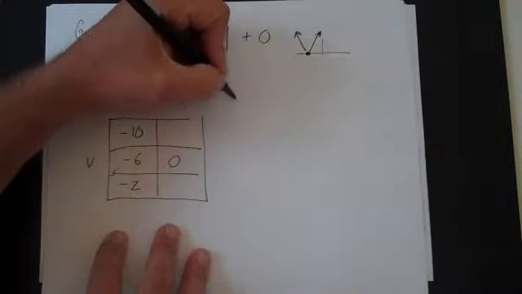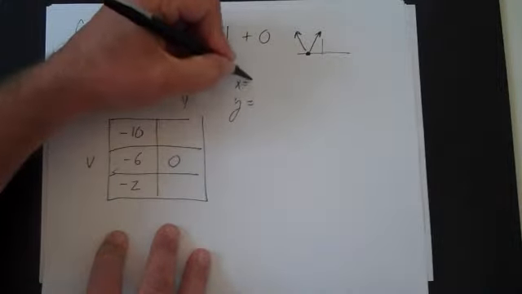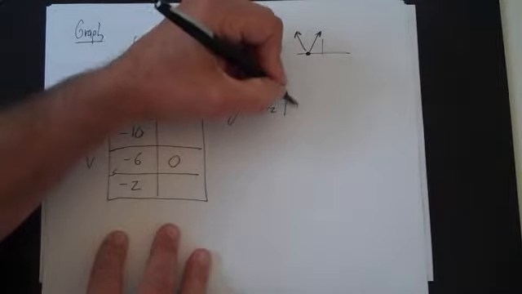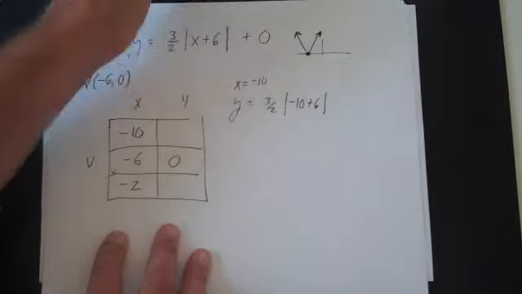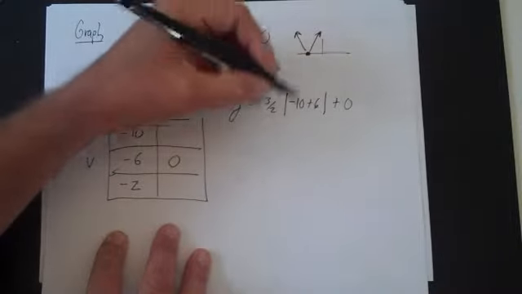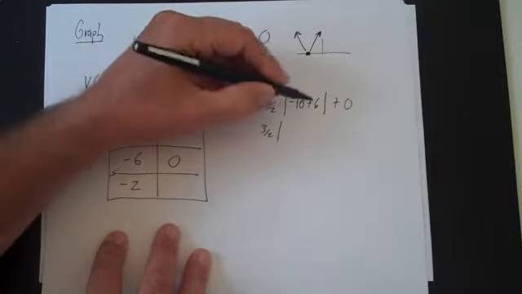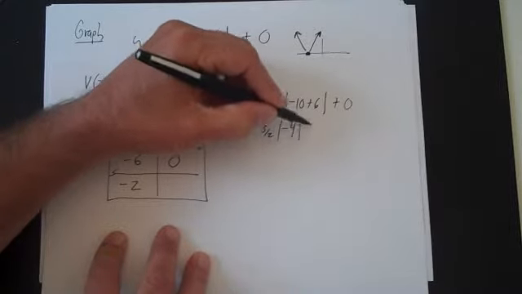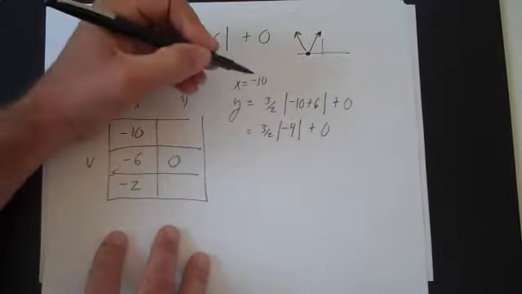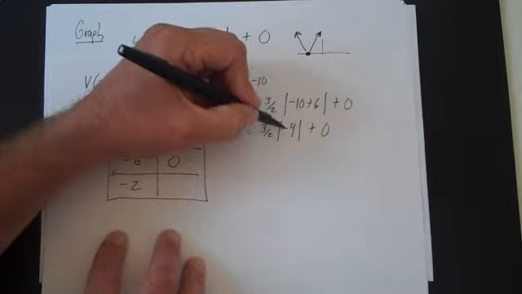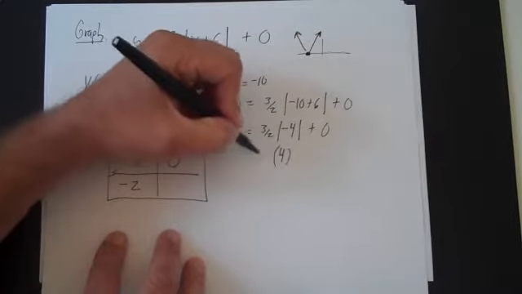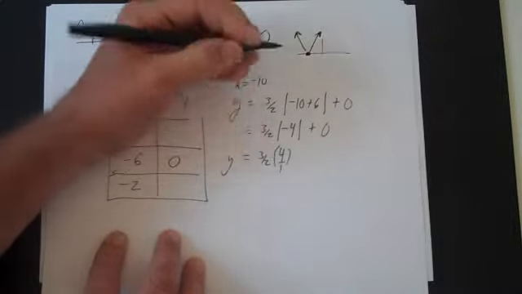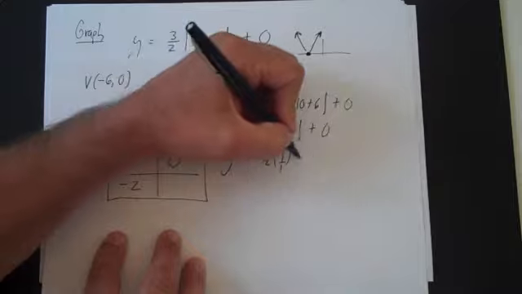I'm going to plug in minus 10, so x is equal to minus 10. y is equal to 3/2 times the absolute value of minus 10 plus 6, plus 0. Do what's inside the parentheses, or in this case, the absolute value signs, first. That's minus 4. You can drop the plus 0. The absolute value of minus 4 is simply 4. 3/2 times 4. You're going to multiply, so that's 4 over 1. So that's 12 over 2, or 6.